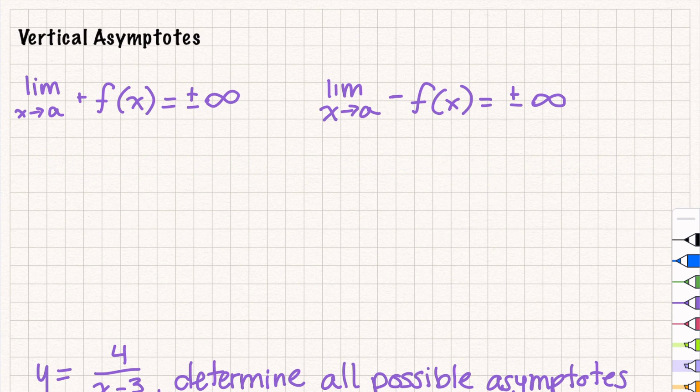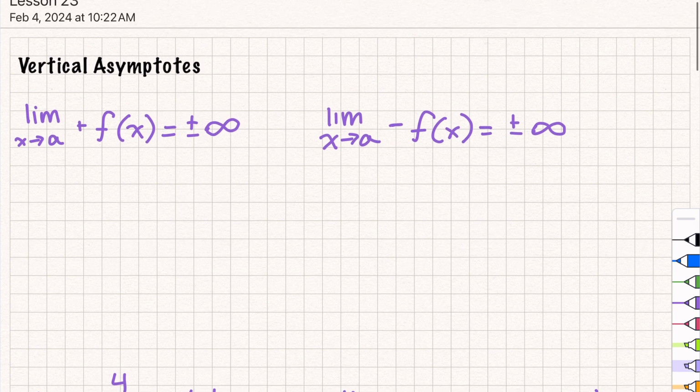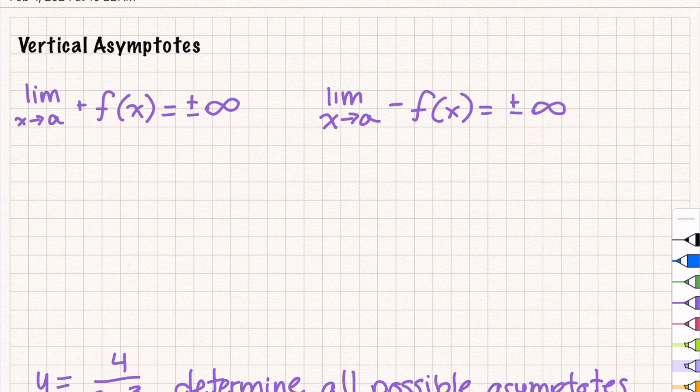We are going to discuss vertical asymptotes and the relationship between end behaviors and vertical asymptotes. So when we are looking at our vertical asymptotes, we may have more than one within our graph, and we're going to look at what happens as our function approaches the asymptote, otherwise known as the limit, from the left side as well as from the right side.